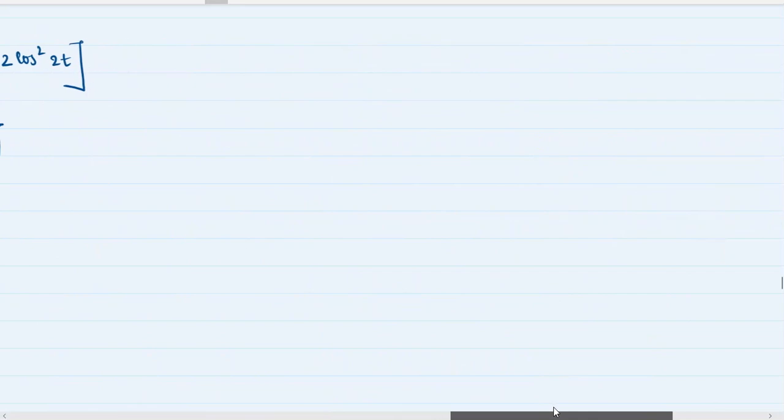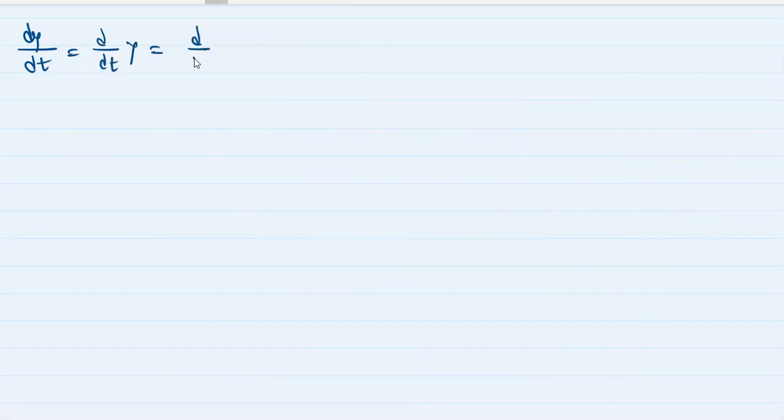Now let's find dy by dt. dy by dt is d by dt of y, which is d by dt of b cos 2t, bracket 1 minus cos 2t.